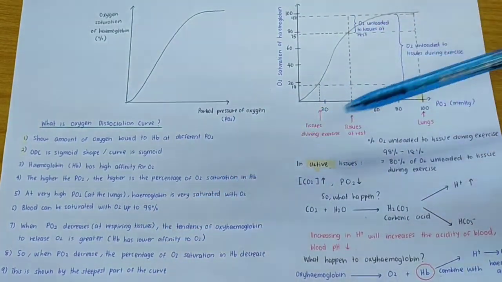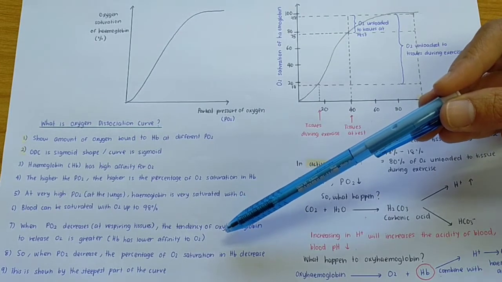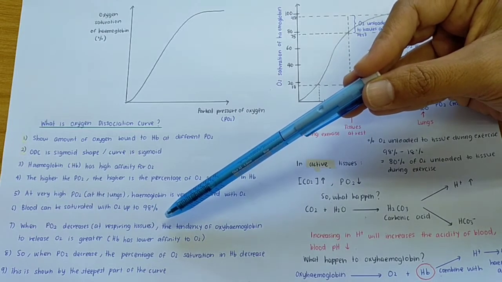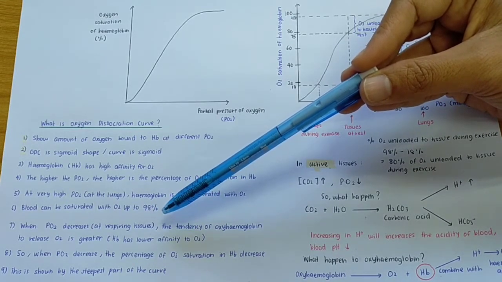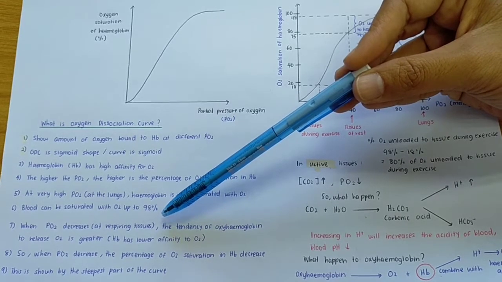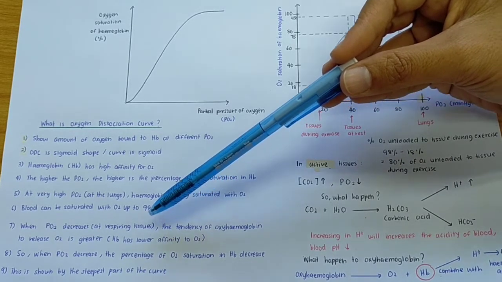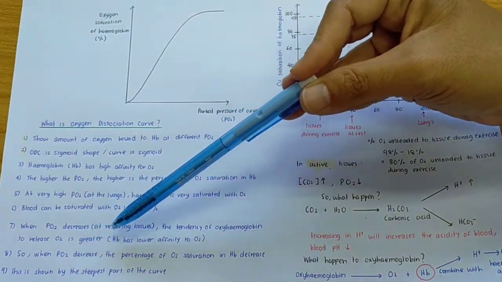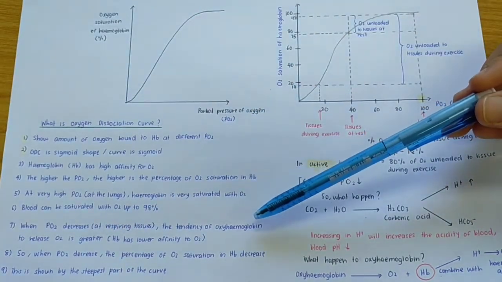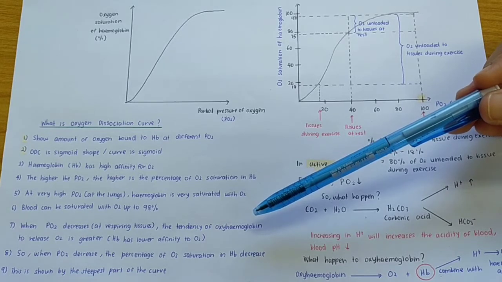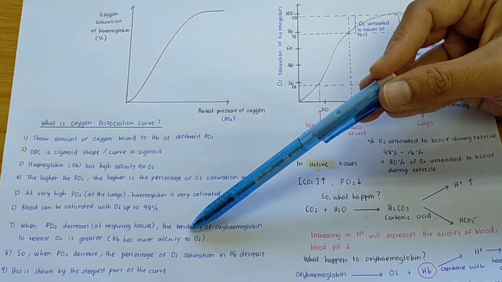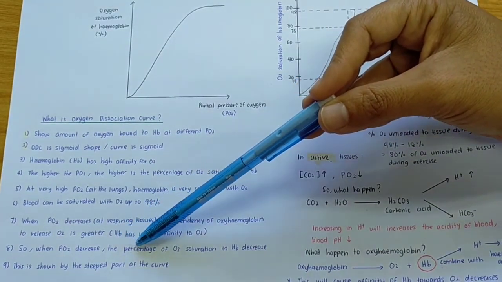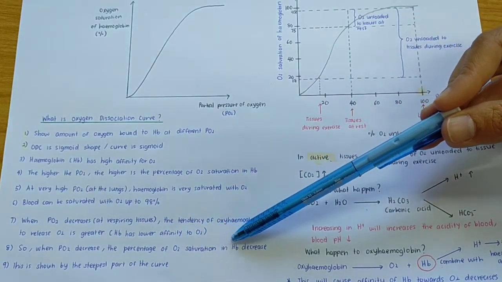Lower affinity means the tendency of hemoglobin towards oxygen is low whenever the partial pressure of oxygen decreases, especially at respiring tissue. Remember, respiring tissue undergoes cellular respiration, so it will produce carbon dioxide. When carbon dioxide is high, partial pressure of oxygen will be low. So the tendency of oxyhemoglobin to release oxygen is greater. In this condition, hemoglobin more easily releases oxygen because hemoglobin has lower affinity to oxygen. When partial pressure of oxygen decreases, the percentage of oxygen saturation in hemoglobin also decreases.